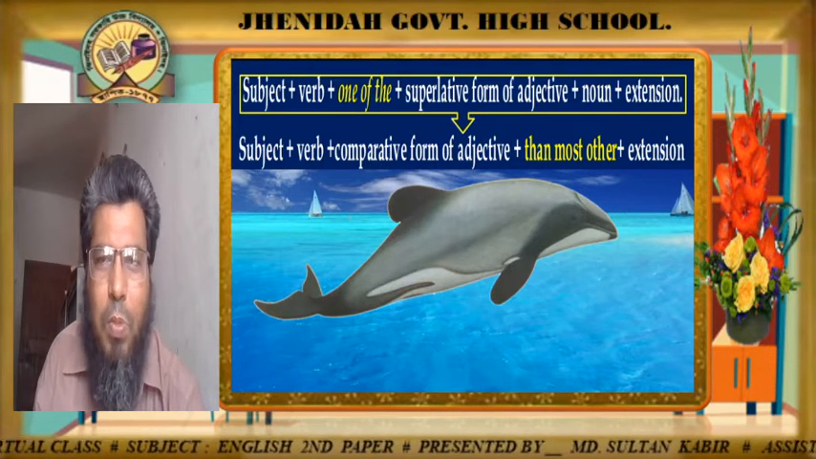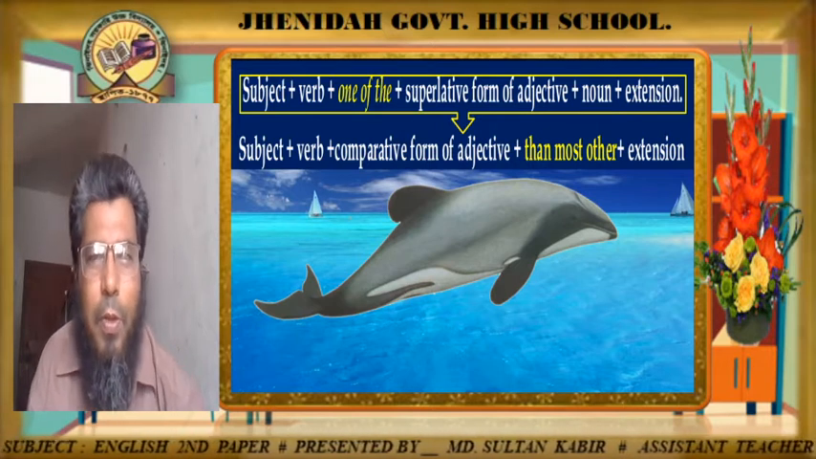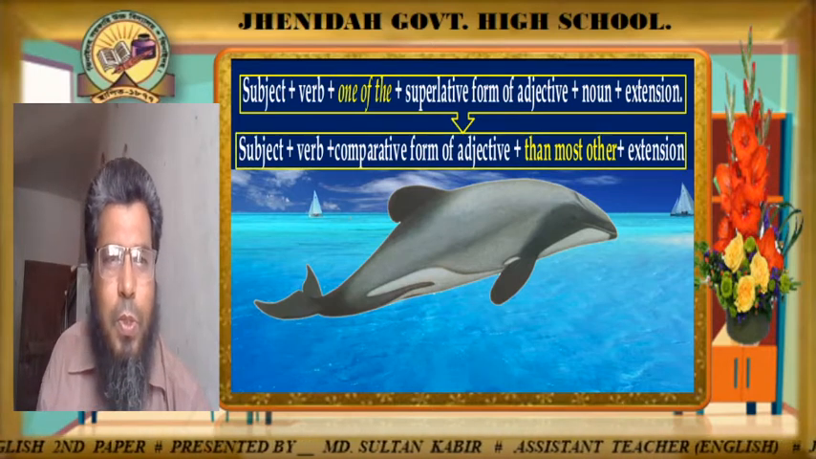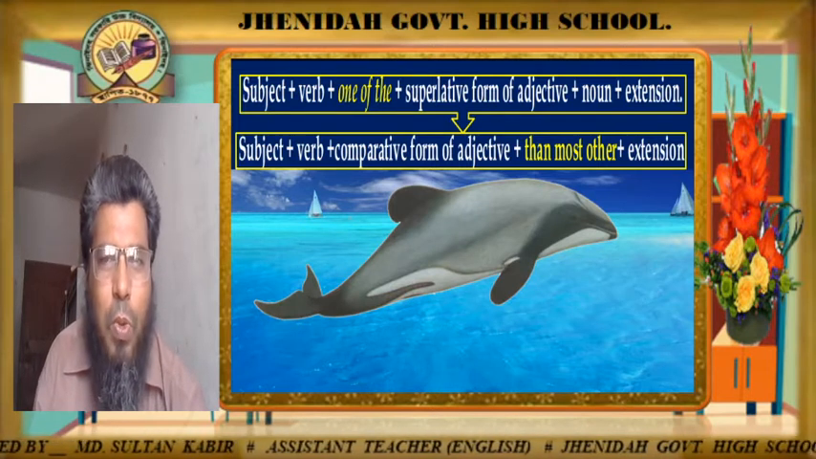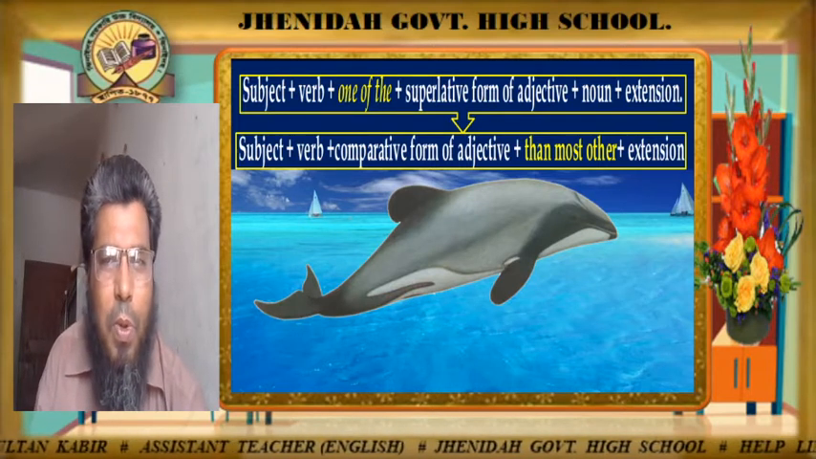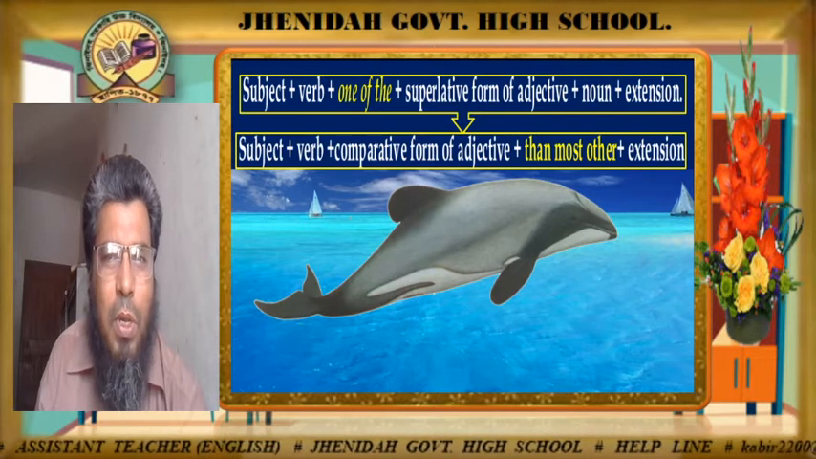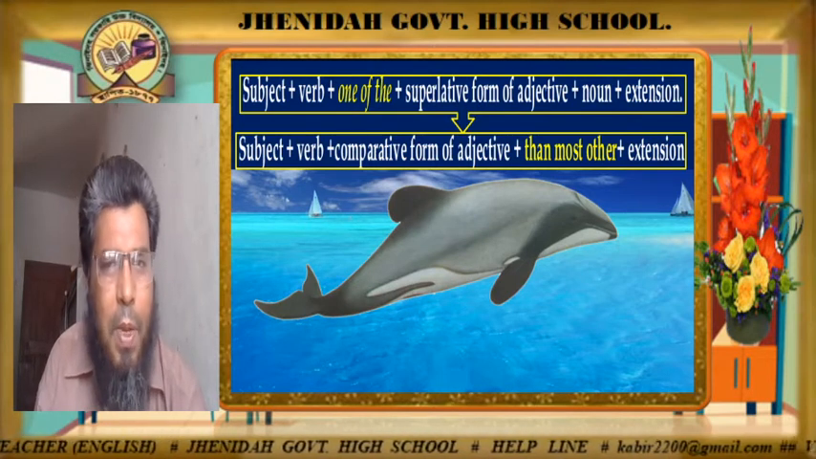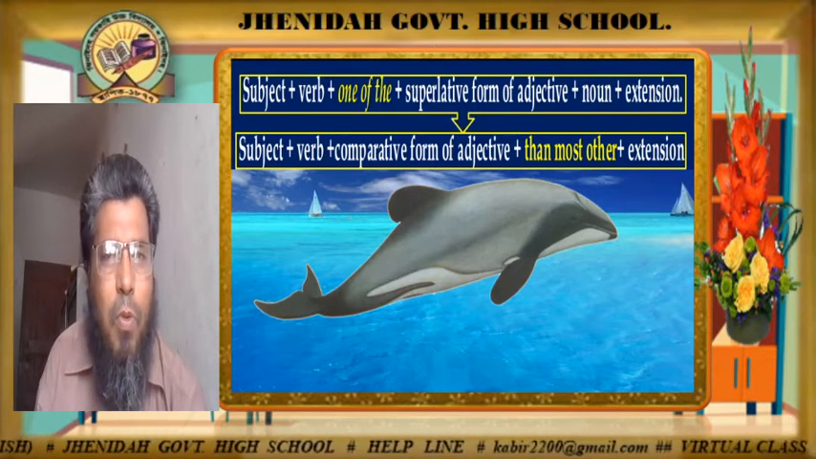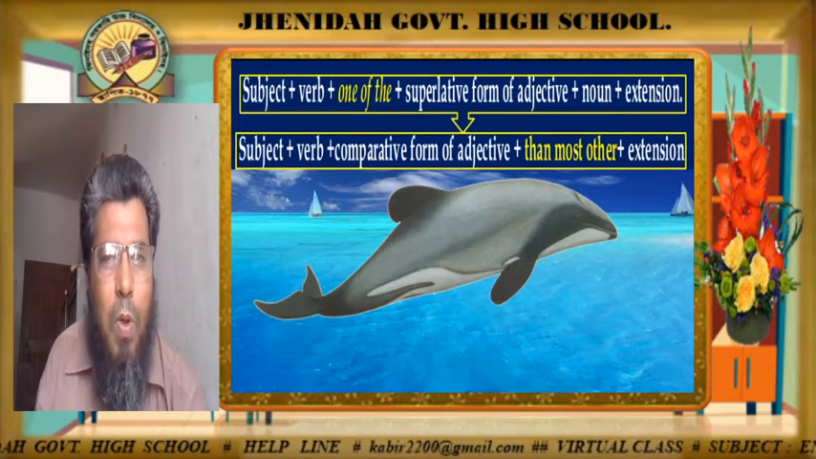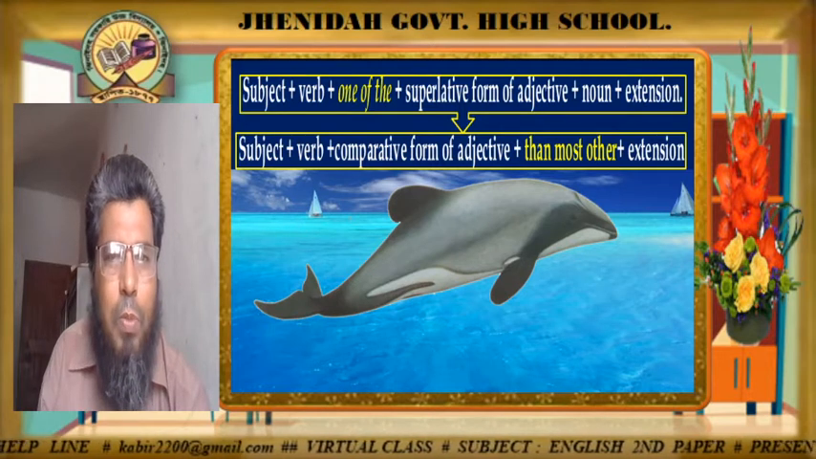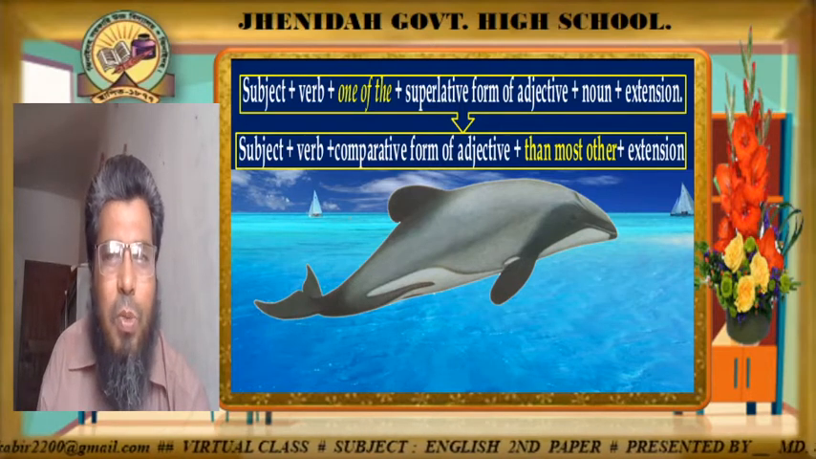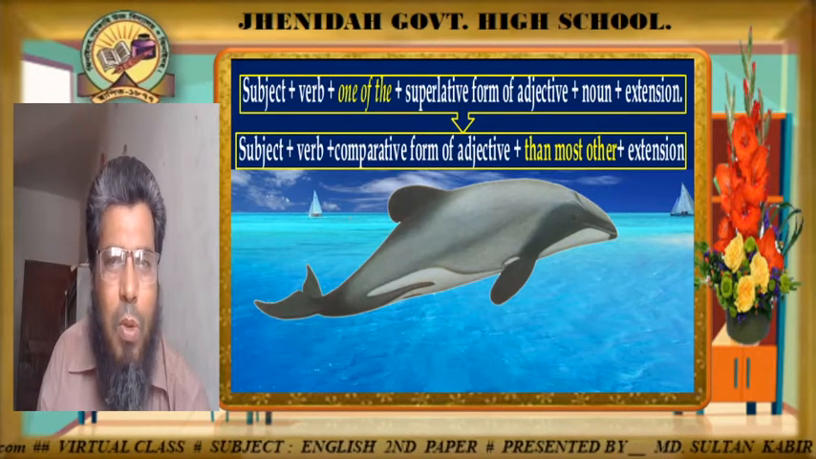So if the superlative degree has "one of the", then we can change this superlative degree into comparative by this structure. What is the structure? We'll write down the subject plus verb, then we'll write down the comparative form of the adjective. After the comparative form of the adjective, we'll write down "than most other". Am I clear? After "most other", we'll write down the rest of the sentence, that means the noun plus extension.